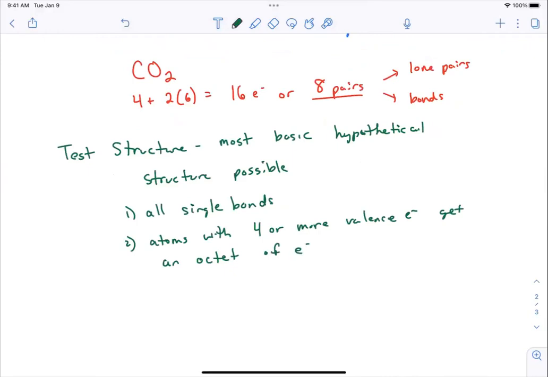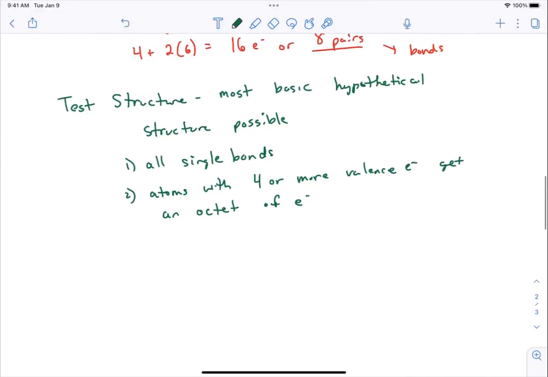Again, this is not necessarily real, but it's your base structure that you will build upon if you need to do something else. So atoms with 4 or more valence electrons, and you should have calculated that early on because you wrote out how many valence electrons each atom had. So you should know that in this example, carbon and oxygen should both have octets. So what does that test structure look like? It looks like this. Carbon in the middle. And that's your hypothetical structure.